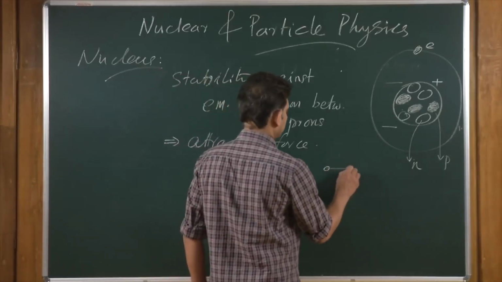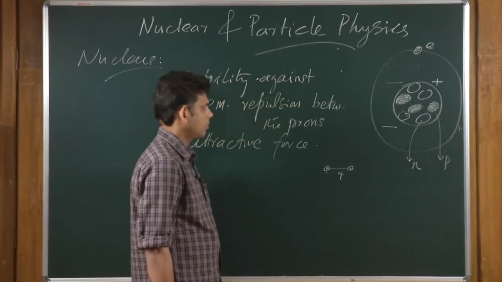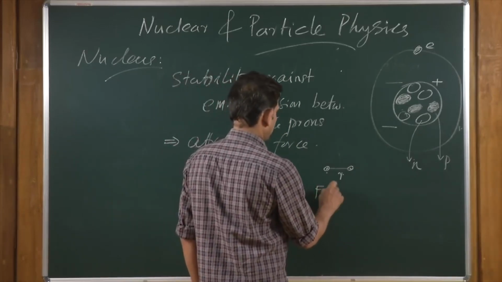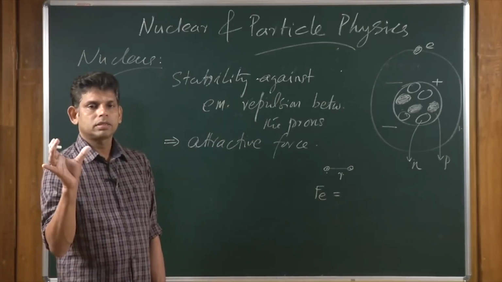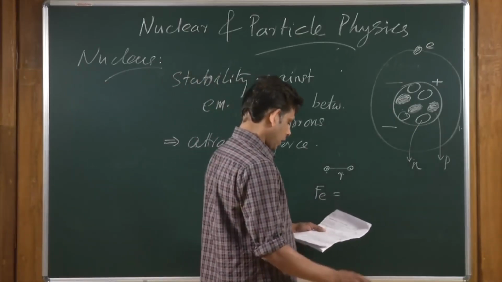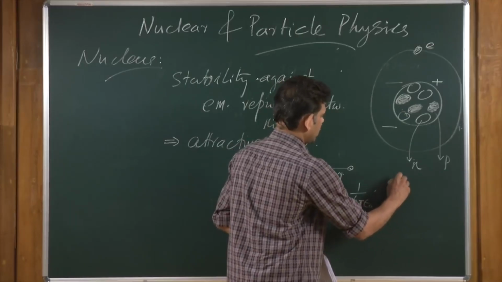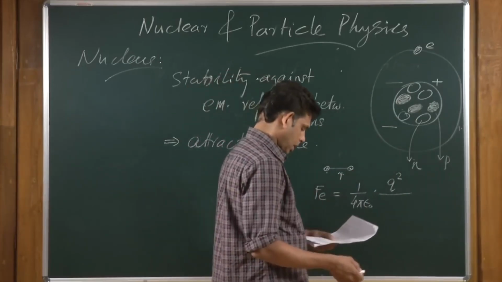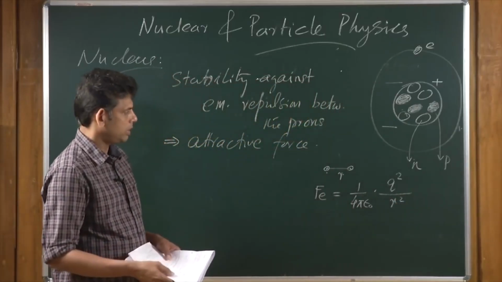Now, let us look at two protons separated by a distance r. There is an electric force. I will write only the magnitude. The direction is along the line joining the centers of these protons. So, the electromagnetic force is 1 over 4 pi epsilon 0, times q square, the charge of the proton times the charge of the other proton, divided by r square, the distance between these two.